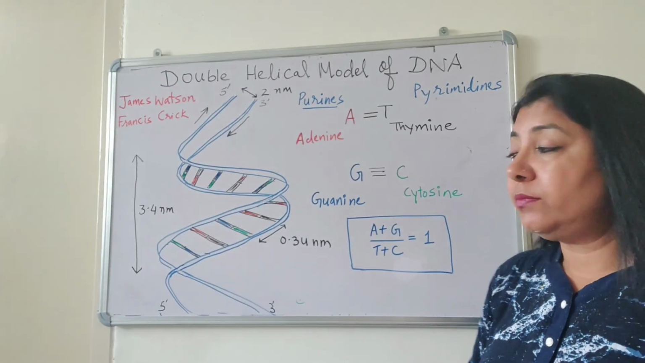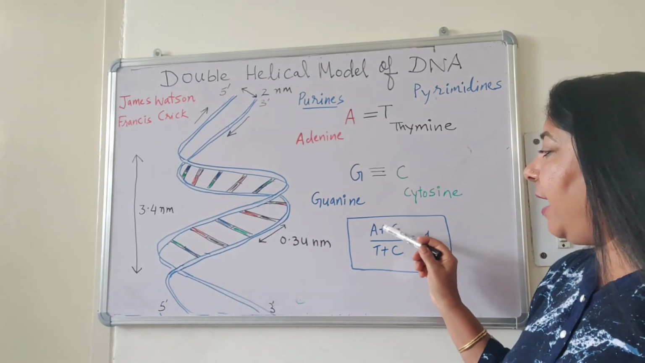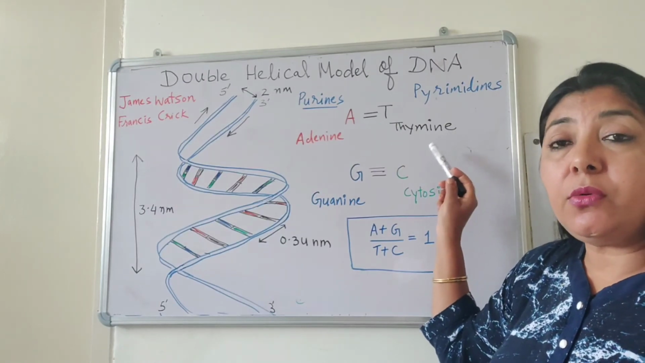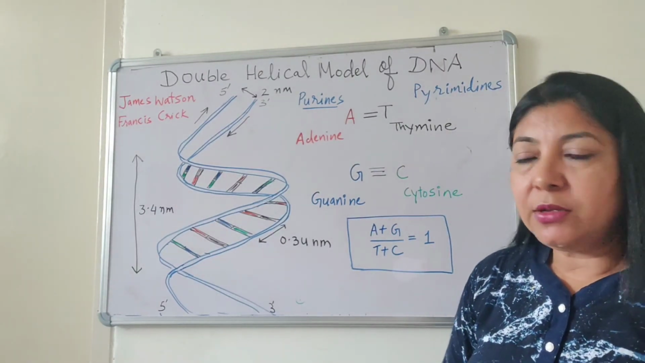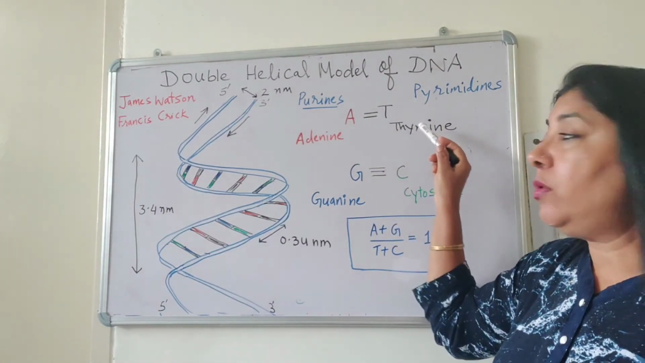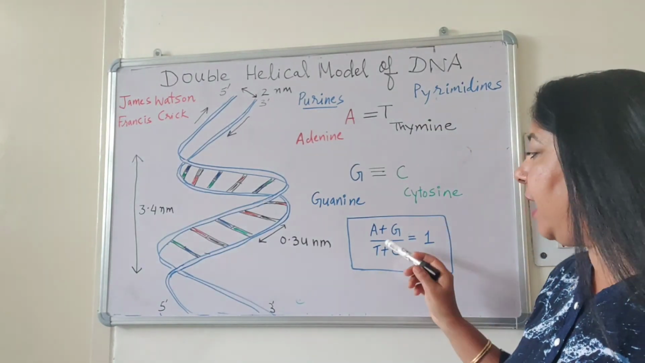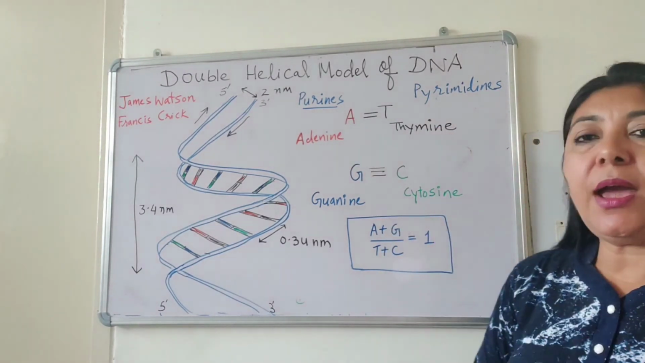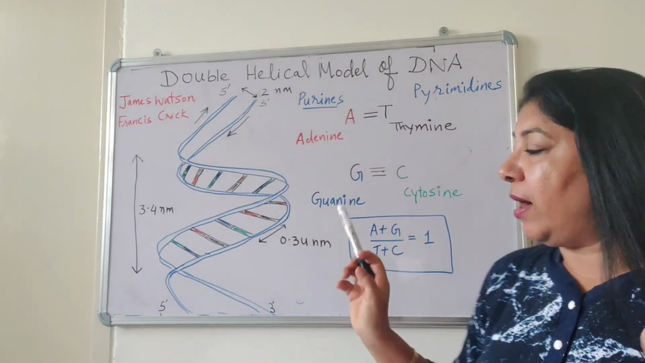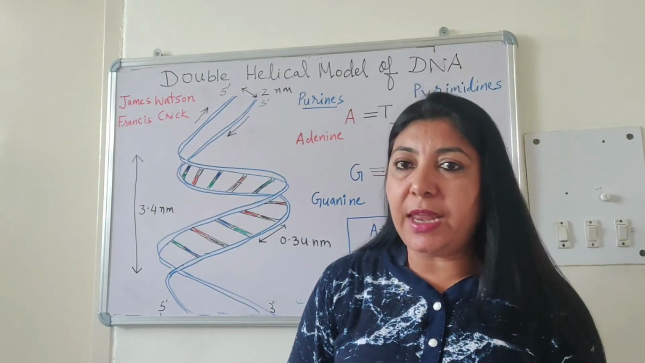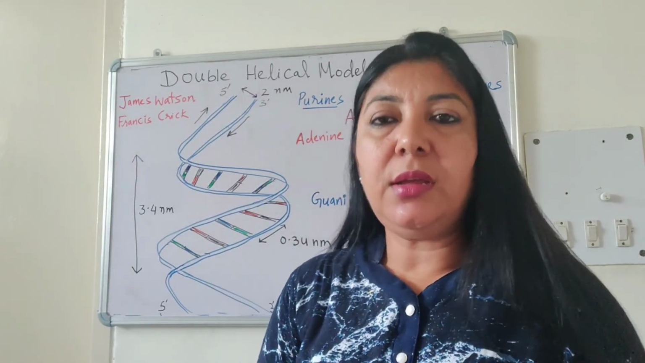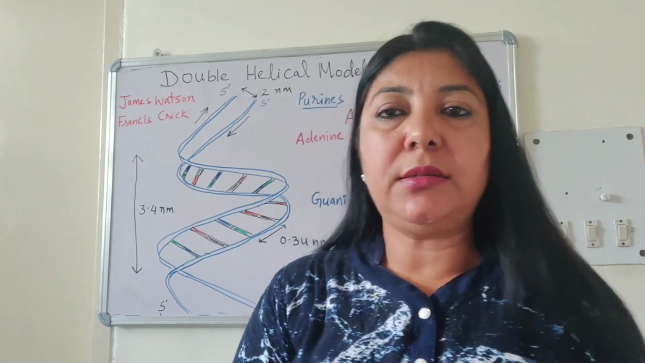As per Chargaff's rule, we have already studied that the total number of purines will be equal to the total number of pyrimidines. So if you write a formula, this will be A plus G is equal to T plus C, or you can say the ratio of purines and pyrimidines will always be 1. Okay, so I am sure now you have understood this double helical model. This is a very important diagram. It can be asked for a 3-mark question. I hope you have understood the structure of DNA. Please practice it. Thank you.